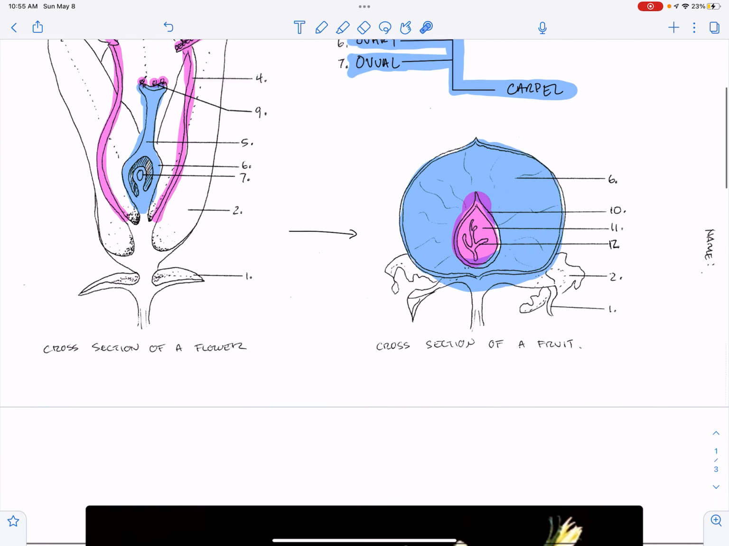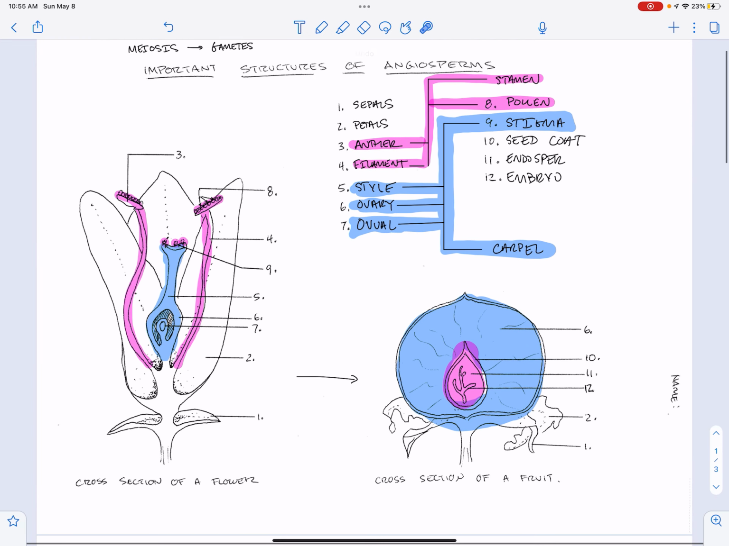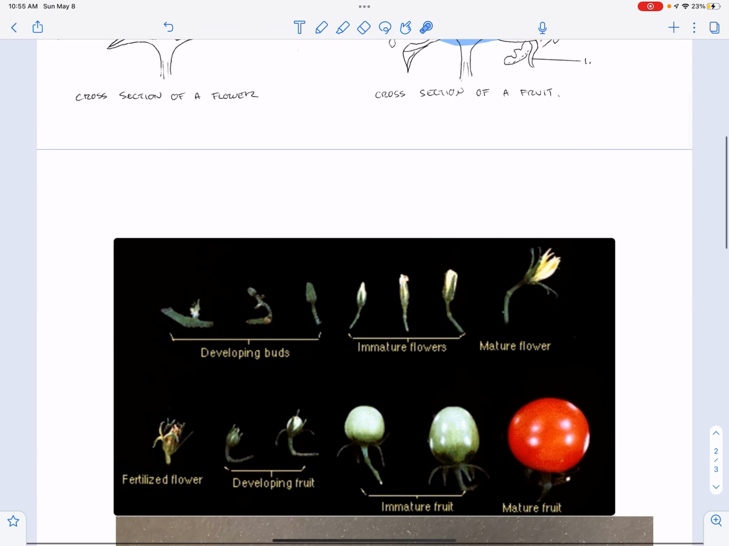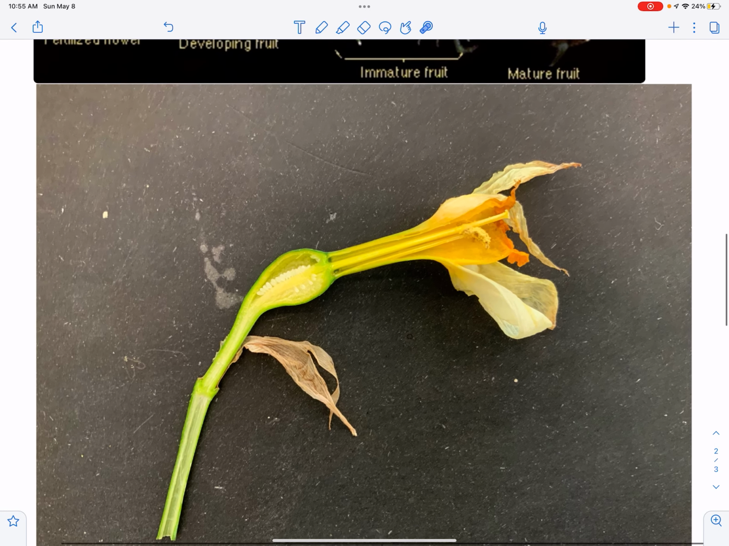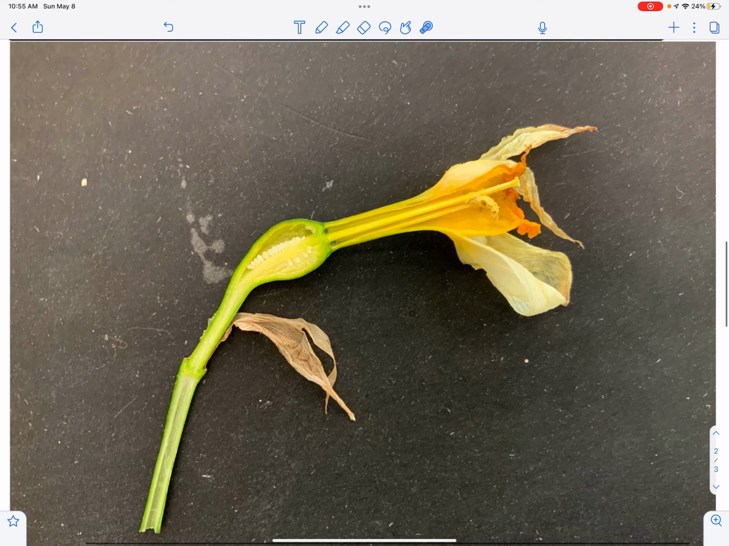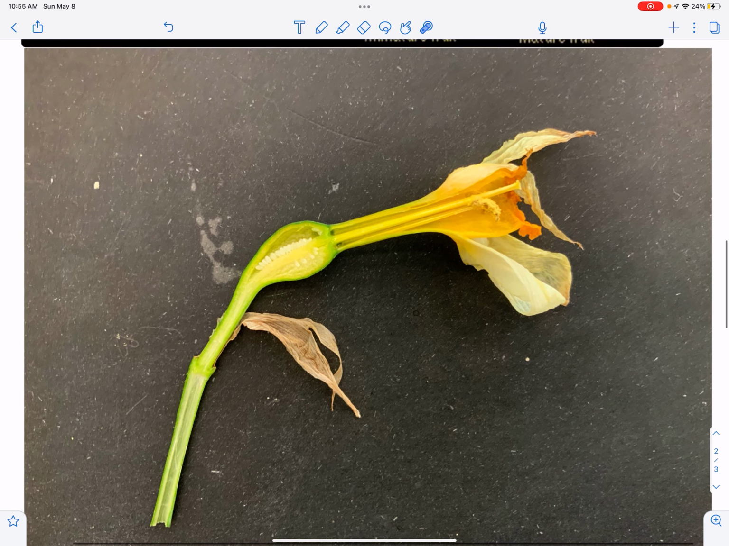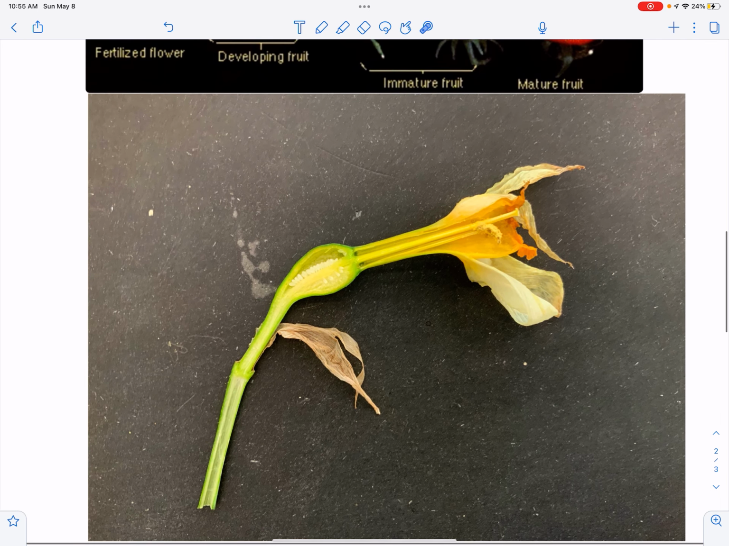So that is all. In class on Wednesday and Thursday, you are going to be applying some of this reasoning to labeling a cross-section of a daffodil in class.